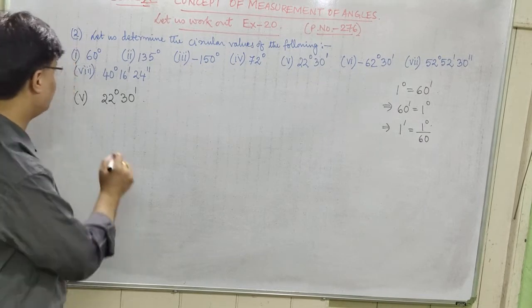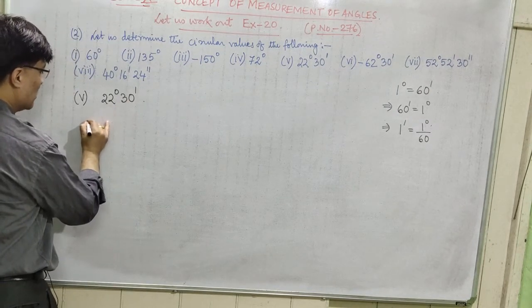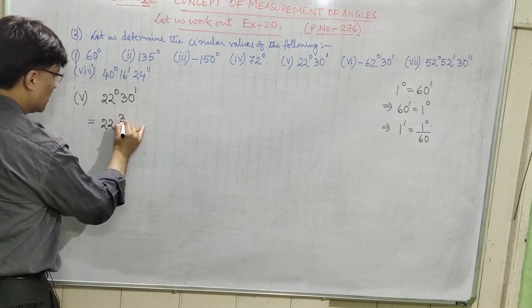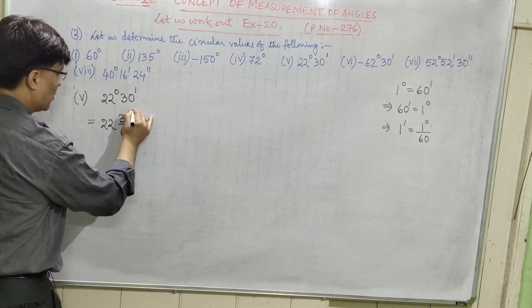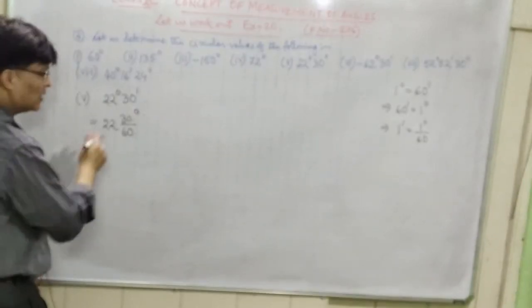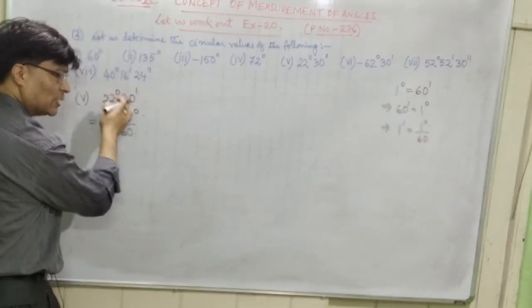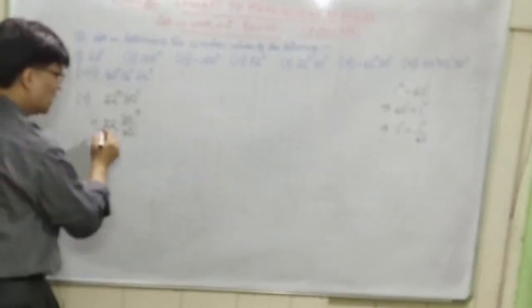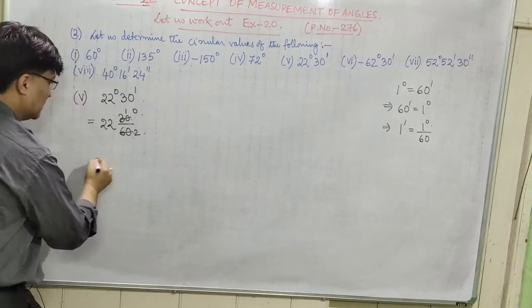Is that clear? So now let's convert this minute into degrees. So which is equal to 22, 30 minutes divided by 60 in order to convert into degrees. Now it is converted into degrees now. Okay. So this 30 minutes is divided by 60 in order to convert into degrees. Okay. So 3 1s are 30, 3 2s are 60.